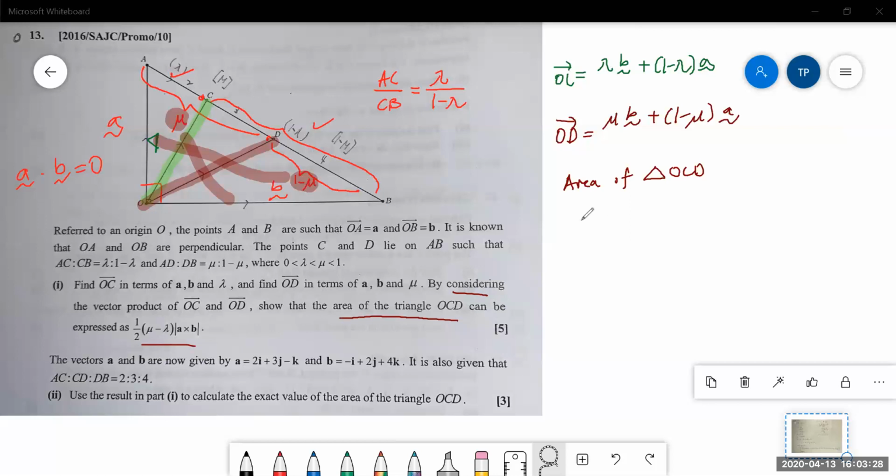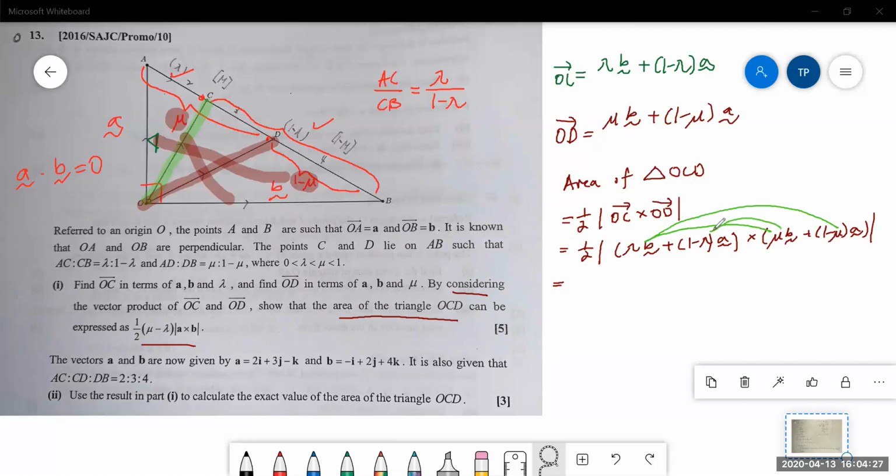Okay, anyway. Area of triangle OCD is equal to half times the modulus of OC cross OD. And with that said, you will get half the modulus of, what is OC? OC is lambda B plus 1 minus lambda A, bracket, cross OD, which is mu B plus 1 minus mu A. From here, we will need to cross this. We need to do a lot of crossing here. This one cross to this one, cross to this one, and this one cross to this.